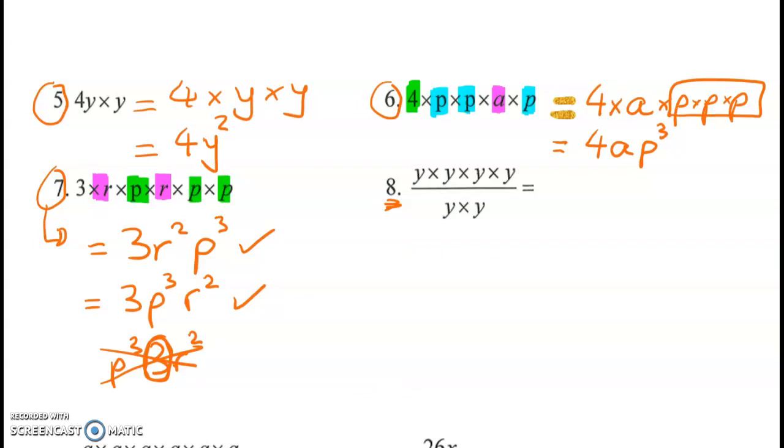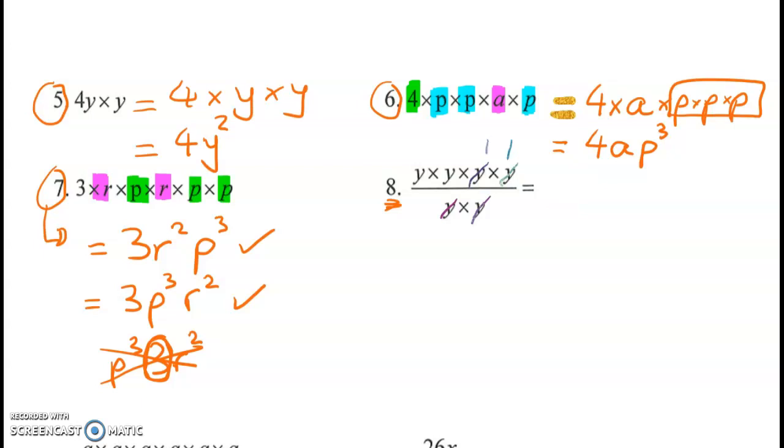Okay, so in here, we've got y times y times y times y. And down here, we've got y times y. So we've got some common factors. And what I can do here is simplify those out. So this y divided by the y gives me 1, and this y divided by y gives me 1. So that leaves me with y squared.